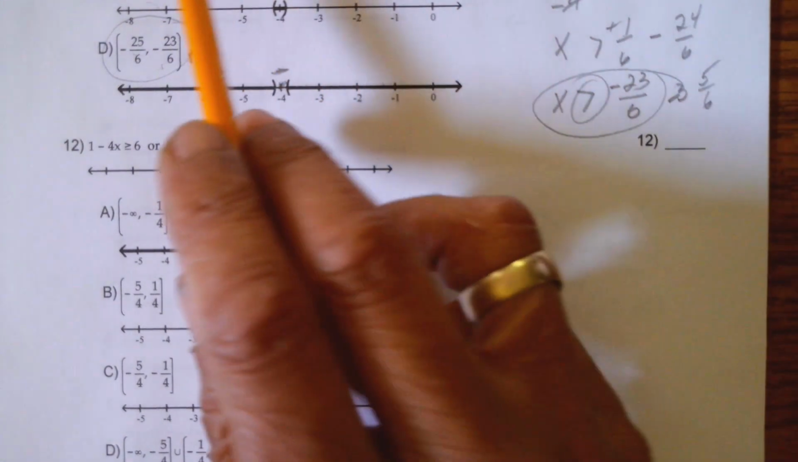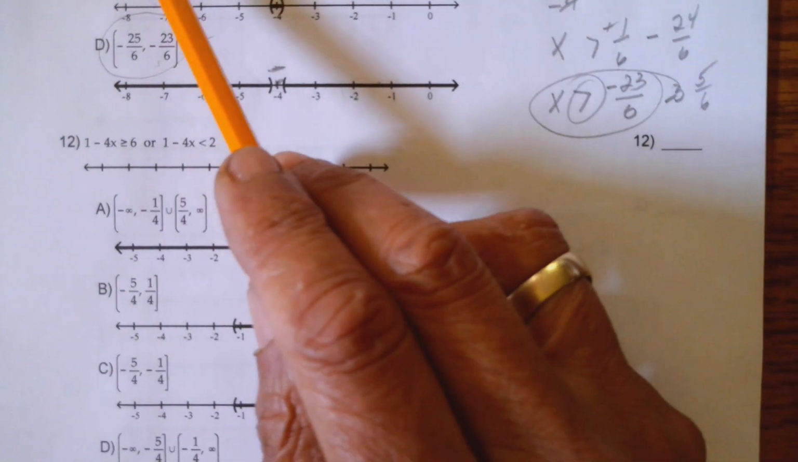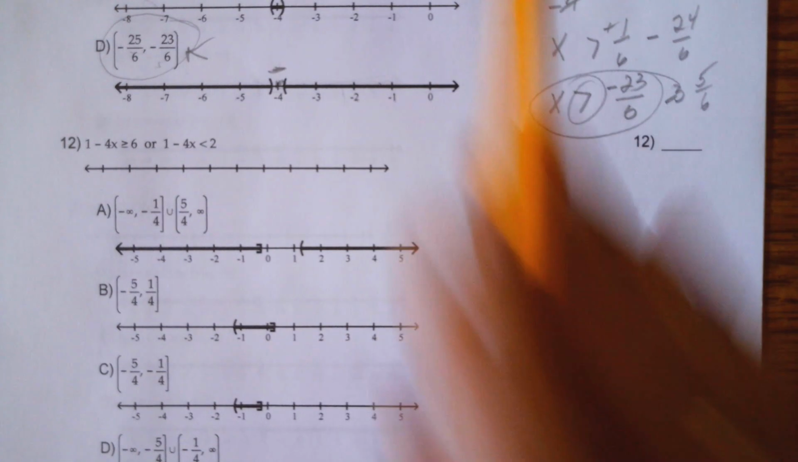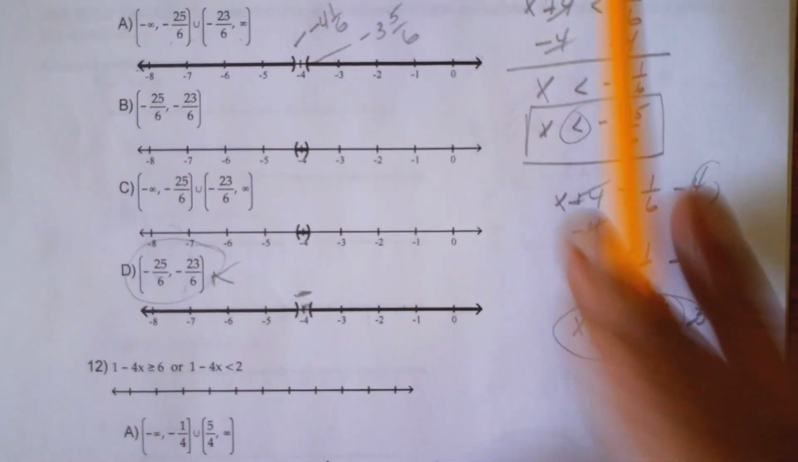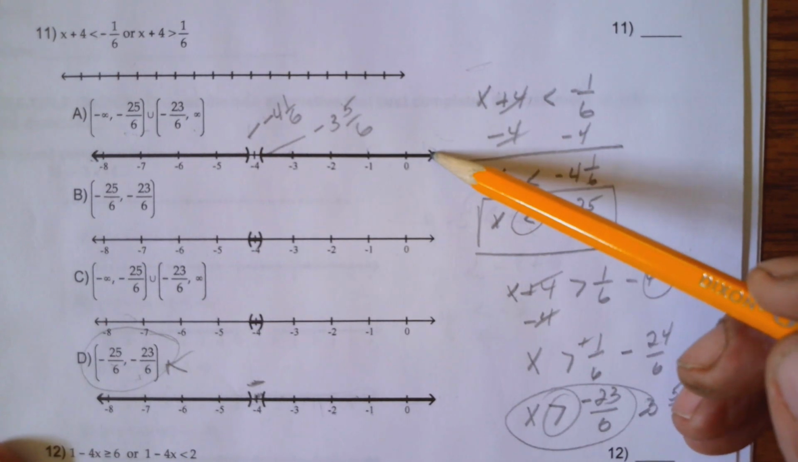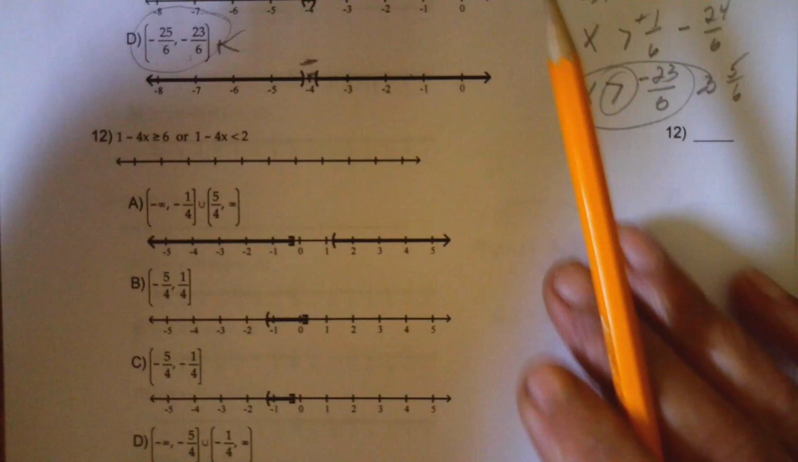That's the right graph, and that's the right interval notation. Less than goes all the way to negative infinity. Greater than goes all the way out to positive infinity. All right, so same graph, different interval notation.